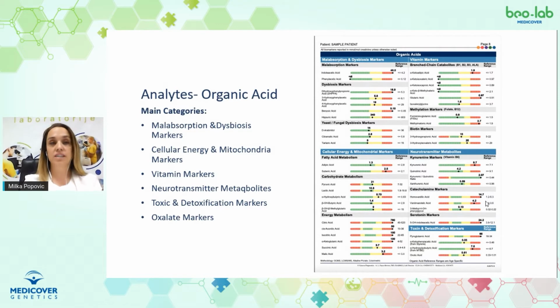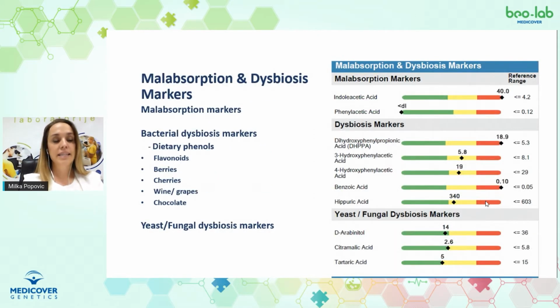The organic acid test is divided into several categories. We've got here the main categories of malabsorption and gastrointestinal tract dysbiosis markers. This is an important segment, especially in ASD children. Then we've got cellular energy and mitochondria markers, vitamin markers, neurotransmitter metabolites, because in this test we measure the metabolites of transmitters, toxic and detoxification markers, and oxalate markers, finally, at the end of the day. We'll talk about it in more detail, but we'll first take a look at the malabsorption and dysbiosis markers.